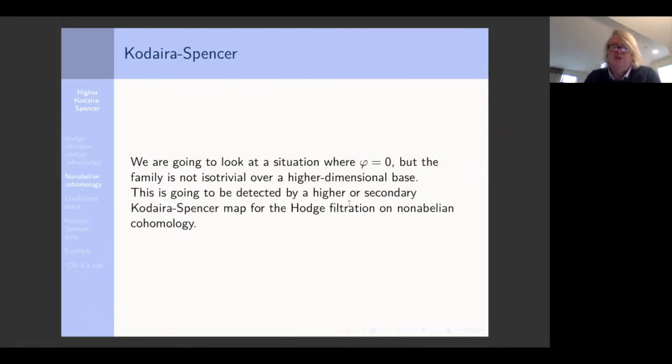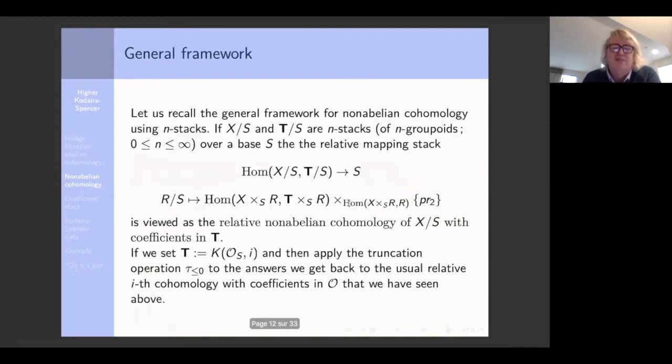So now what we would like to do today is look at a situation where phi equals 0. So the Kodaira-Spencer class is actually 0, but the family is not isotrivial, and it's going to be over a higher dimensional base. And the idea is to try to detect this by a secondary or higher Kodaira-Spencer map for the Hodge filtration in nonabelian cohomology. So I'm mostly using this as an opportunity to review this nonabelian cohomology stuff. Let's put it that way.